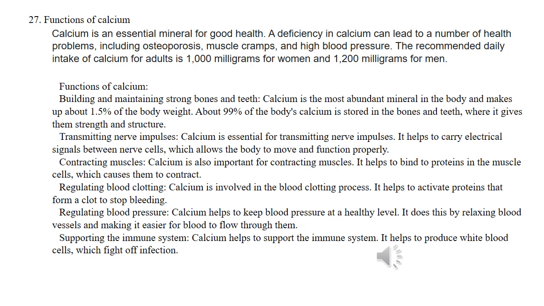Contracting muscles. Calcium is also important for contracting muscles. It helps to bind to proteins in the muscle cells, which causes them to contract. Regulating blood clotting. Calcium is involved in the blood clotting process. It helps to activate proteins that form a clot to stop bleeding. Regulating blood pressure. Calcium helps to keep blood pressure at a healthy level. It does this by relaxing blood vessels and making it easier for blood to flow through them. Supporting the immune system. Calcium helps to support the immune system. It helps to produce white blood cells, which fight off infection.